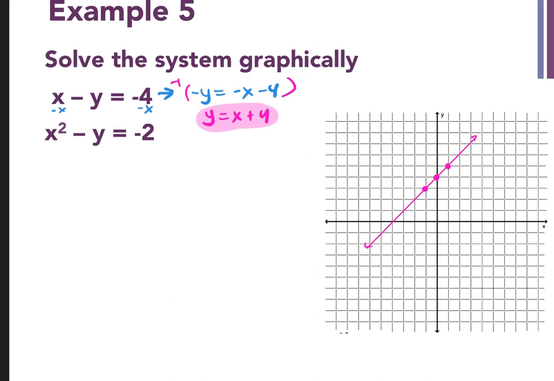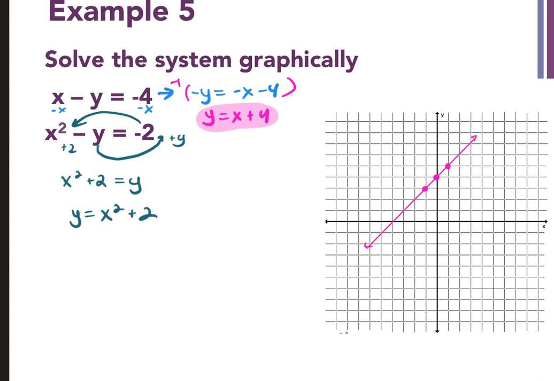Then the second one we said has an x squared. If it has an x squared, that means it's a parabola. I'm going to isolate the y because that's what we were used to by graphing. If I move the y to this side, I have to move the 2 to this side. So add the y, add the 2, and I get x squared plus 2 equals y, or y equals x squared plus 2.